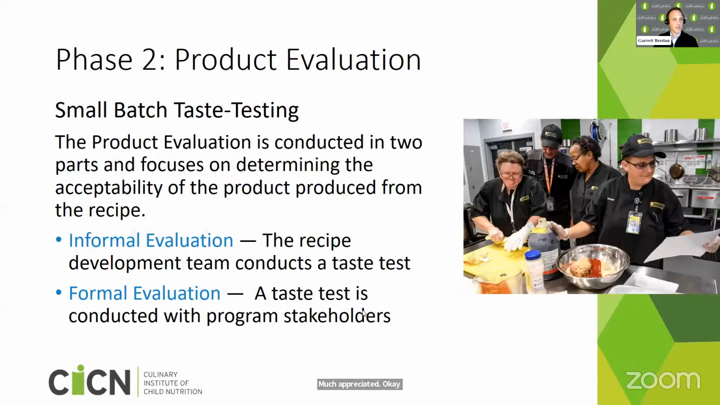Okay, so picking up with phase 2 of the recipe standardization process, product evaluation is phase 2. So we want to consider small batch taste testing. So once your recipe has been verified, you want to do a test kitchen in a sense. So create a small batch of the recipe, say 25 servings per batch. You want to make notes as you're going along.